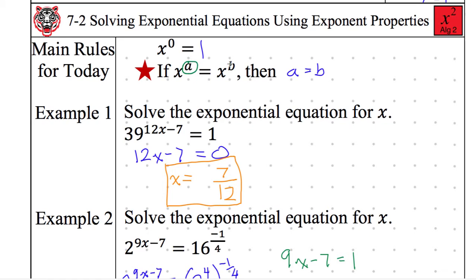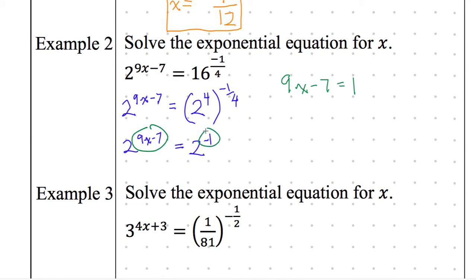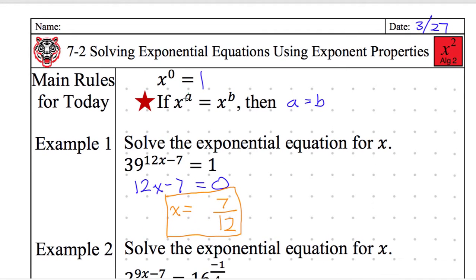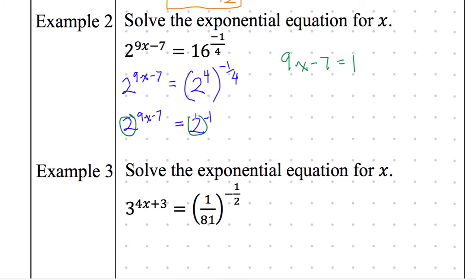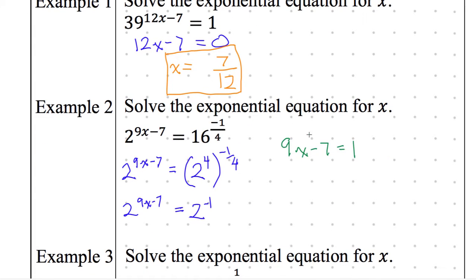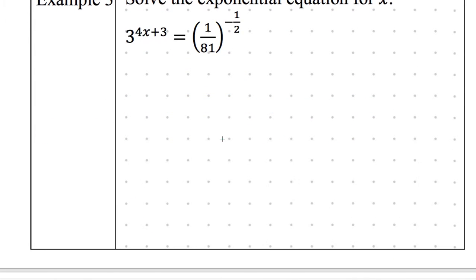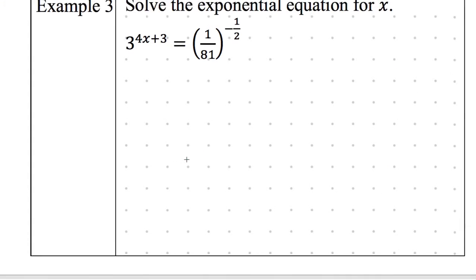I'm just saying if I have different things up here, with the same base down here, then set their exponents equal to one another. Shouldn't the 1 be a negative? It should be negative 1. Teacher error. Oops. Good catch.